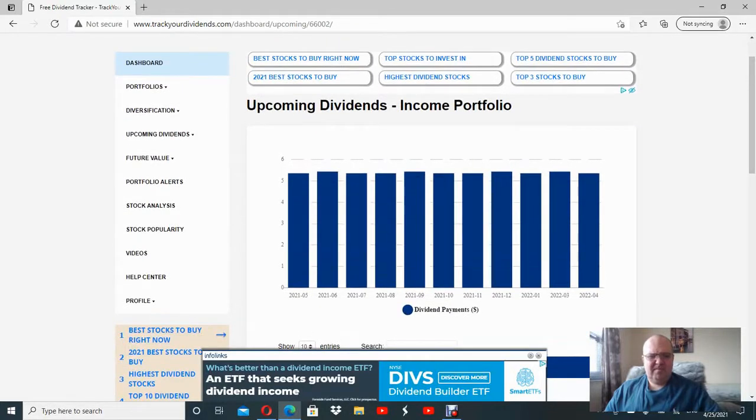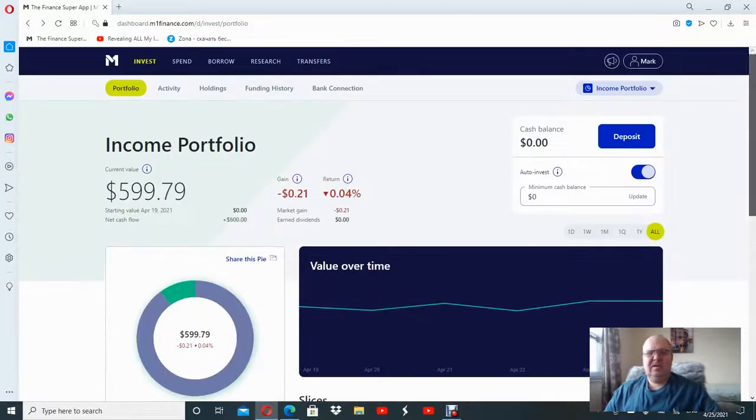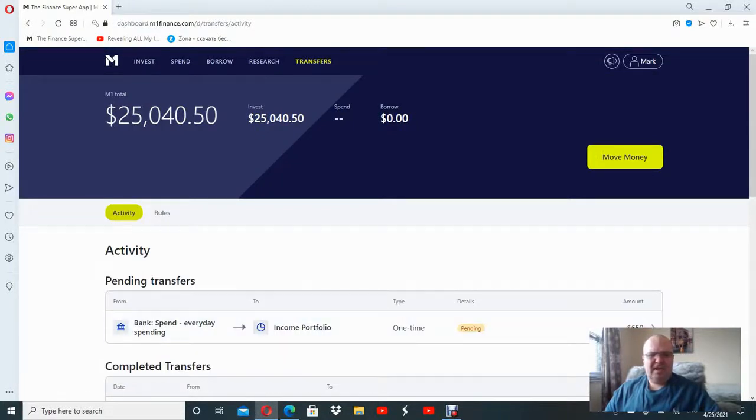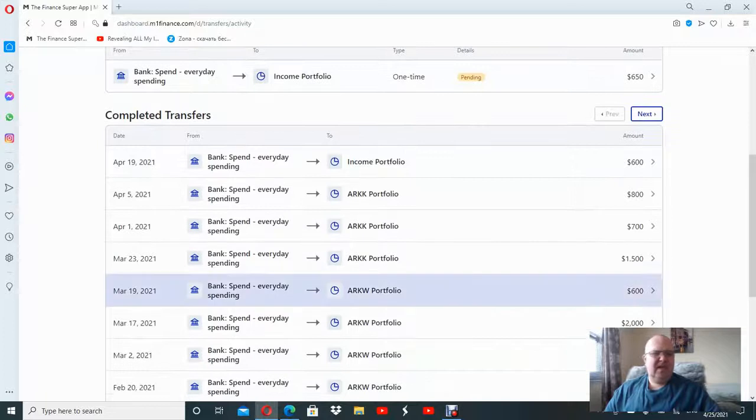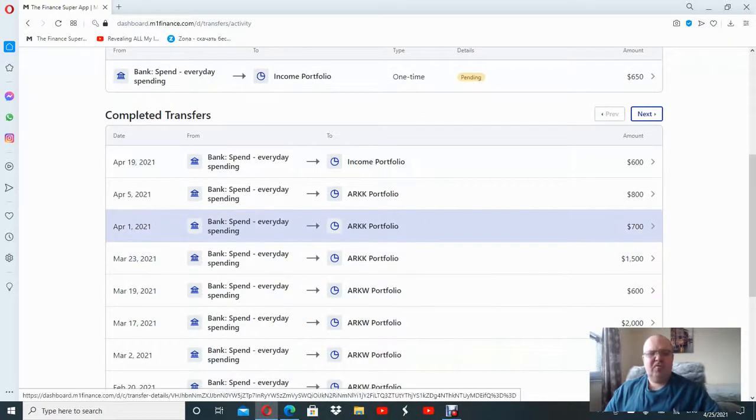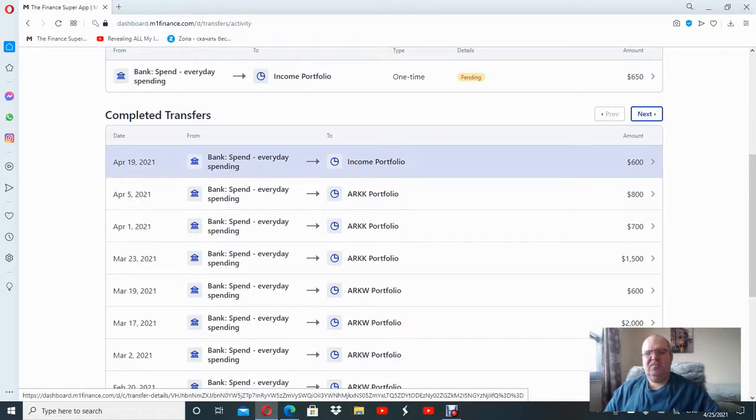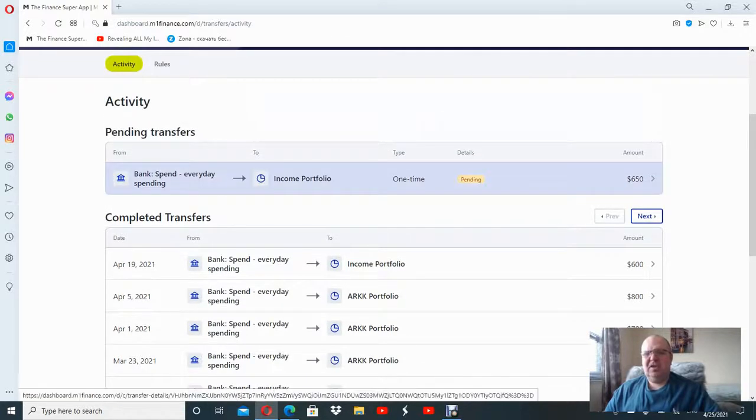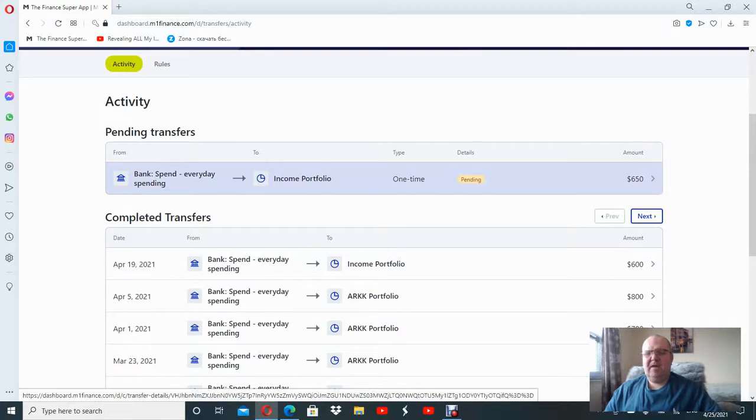Right now I'm transferring, let's come back to my portfolio, I'm transferring right now another amount of money, $650, to my income portfolio. It's going to come next Monday, this coming Monday. And let's count how many deposits I made. So far I made 4 deposits, and I started on April the 1st, $700, then $800, $1,500, plus $600, $2,100, plus $650, $2,750, plus I opened my account with Robinhood, but that's another story for another day.